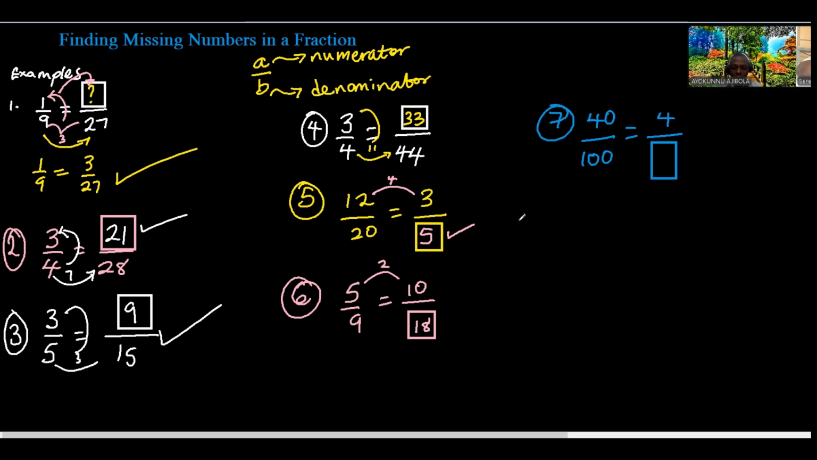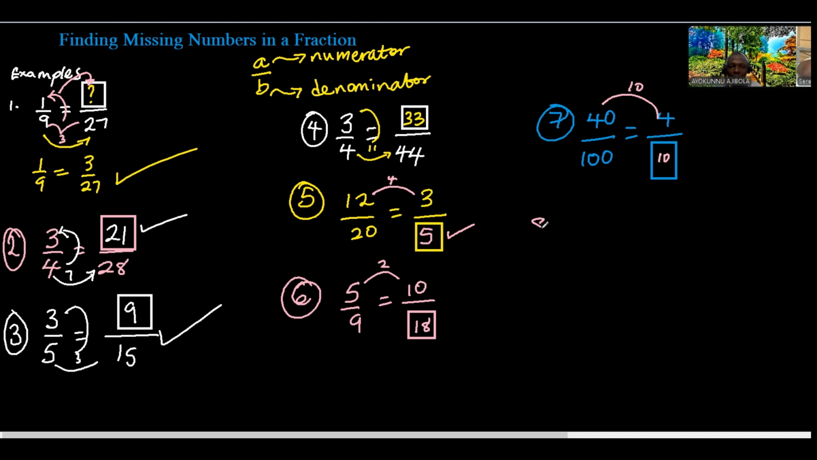So can you try this? 10. So 40 divided by 4 is 10. So that means 4 times 10 is 40 and 10 times 10 is 100, right? Yes. That's very good.